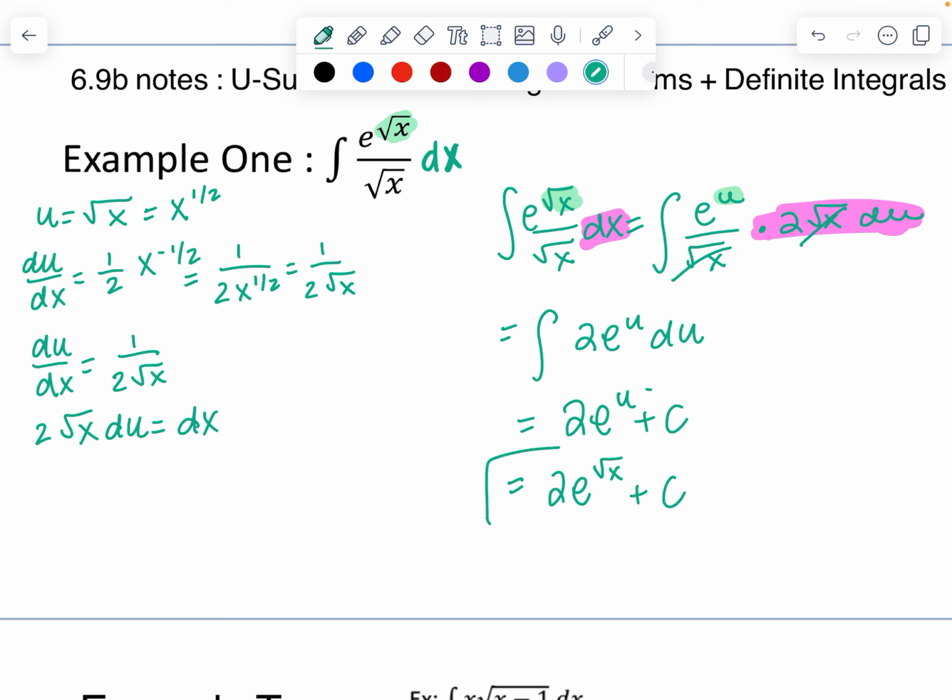And that's our answer. So that one was more challenging just because sometimes it's hard to know what you should choose for your inside function. So that is the answer here.